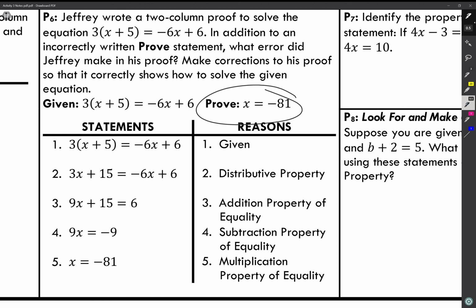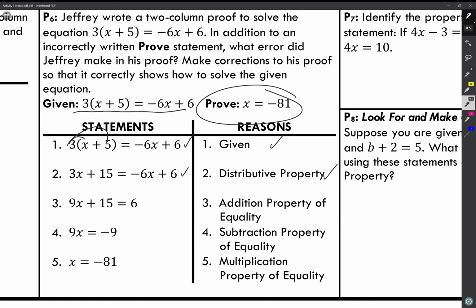Alright, so let's just check his proof first. We know the proof statement is going to be wrong, so he did something wrong along the way. Alright, so step 1 says 3 times x plus 5 is equal to negative 6 plus x. That looks the same as the given statement, and this is a given for the equation, so that looks right to me, so the first statement and reason are good. Number 2. It says we use the distributive property as the reason, so let's check and see if they did that correctly. 3 times x is 3x, 3 times 5 is 15, okay, good, and that's the same, so that's correct as well.